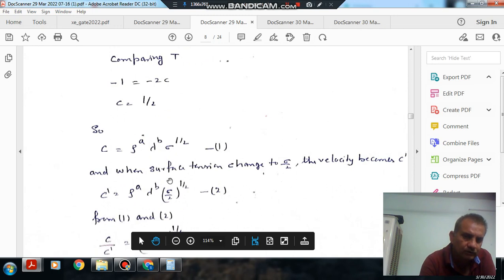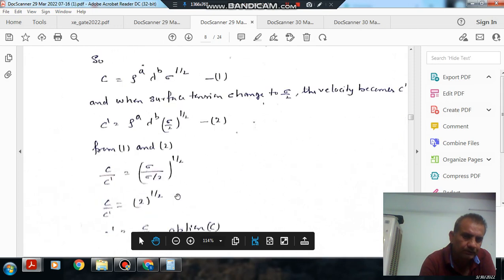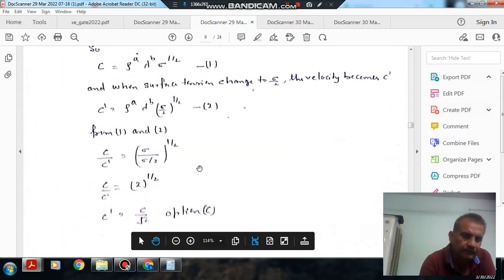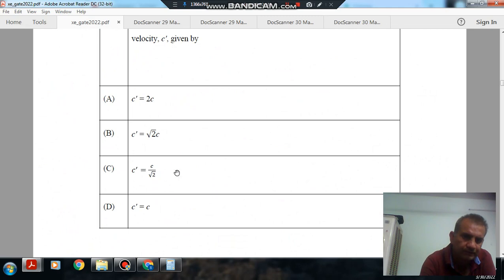So this sigma is sigma by 2, and this c is c dash. Now from 1 and 2, c by c dash is equal to sigma by 2 raised to the power 1 by 2. So c by c dash is equal to 2 raised to the power 1 by 2. So c dash will be c by root 2. Option C is the right answer.